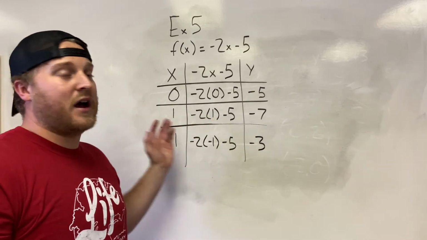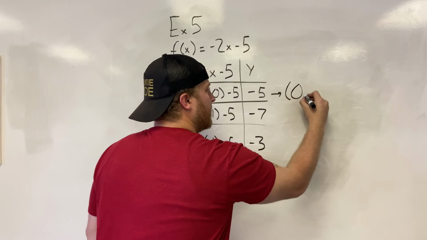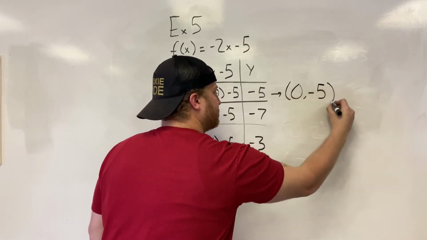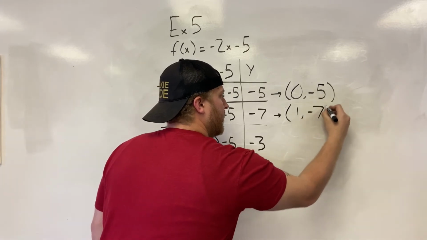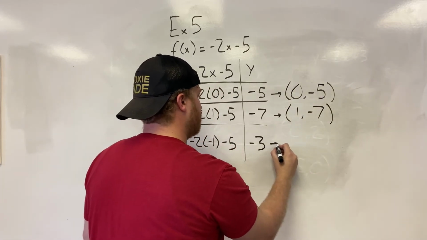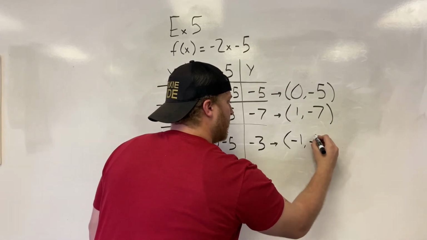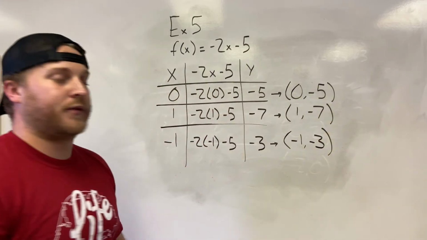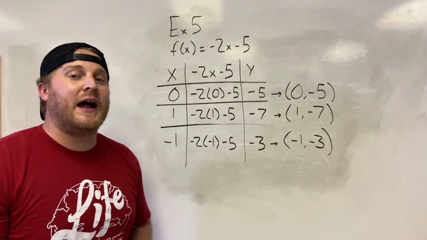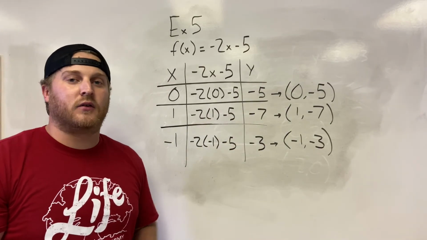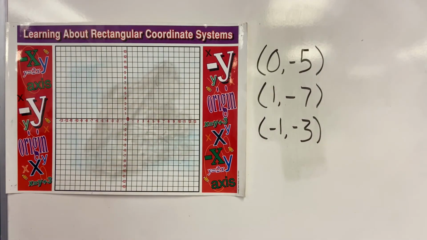Now I need to list out my ordered pairs. I have (0, -5). I have (1, -7). And I have (-1, -3). Now that I have figured out my 3 ordered pairs, let's go to the graph and we'll graph those points and graph our line. All right, here are my 3 points that I got from example 5.